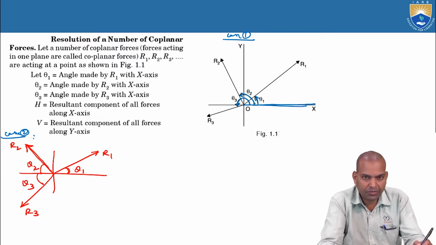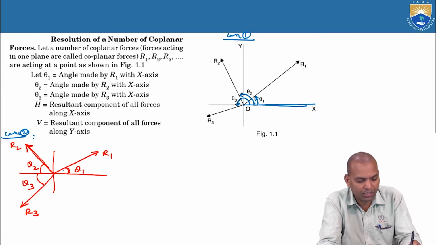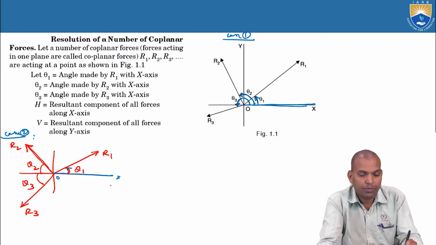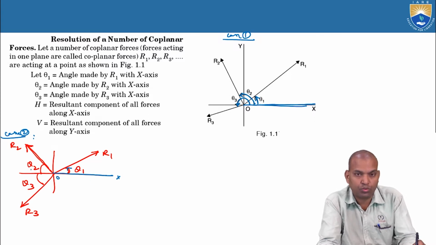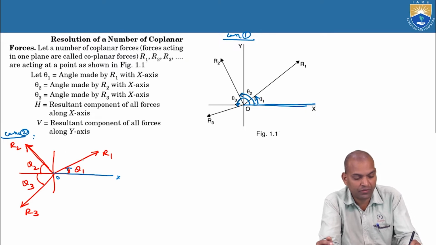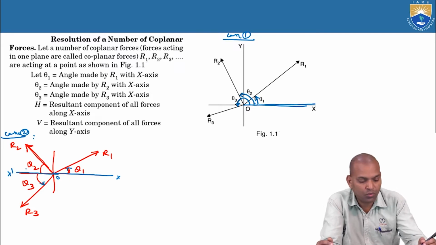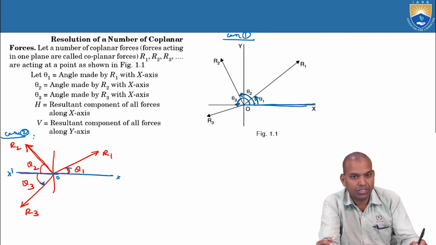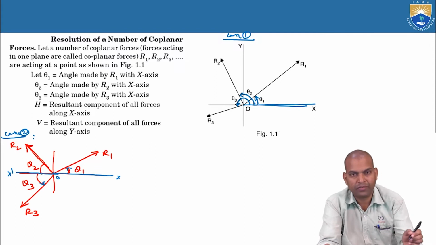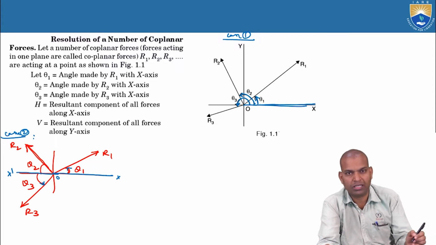But in the case of case 2, theta 1 is made with OX, the positive direction, whereas theta 2 is in the negative direction, it is theta 2 with the x-axis, not starting from OX. And theta 3 is coming from OX dash. R2 is making an angle with OX dash, and R3 again with OX dash, that is theta 3. It is not like case 1, where all R1, R2, R3 start from OX.